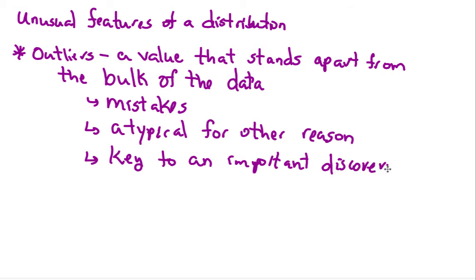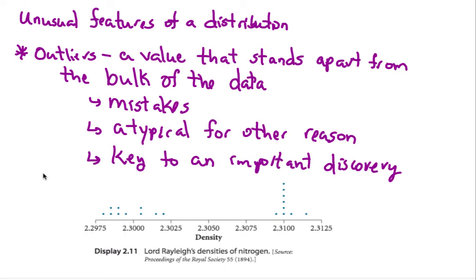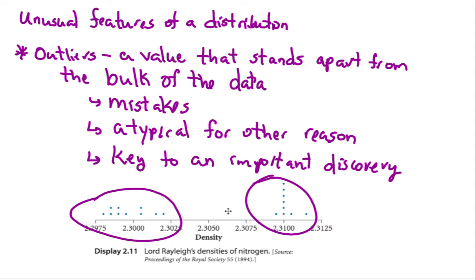So let's look at an example of this third case. In the late 1800s, Baron Rayleigh was studying the density of nitrogen using samples from air outside his laboratory and samples produced from a chemical procedure in his lab. He saw a pattern in the results that you can observe in the data plot above. Lord Rayleigh saw two clusters separated by a gap. When he checked the clusters, it turned out that the 10 values to the left had all come from chemically produced samples, and the 9 to the right had all come from atmospheric samples.